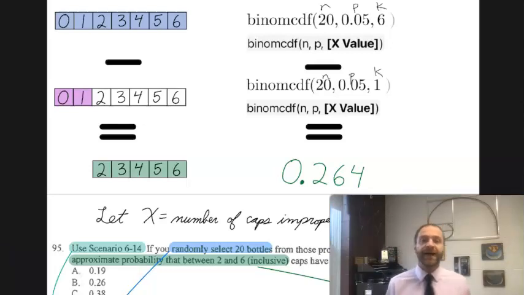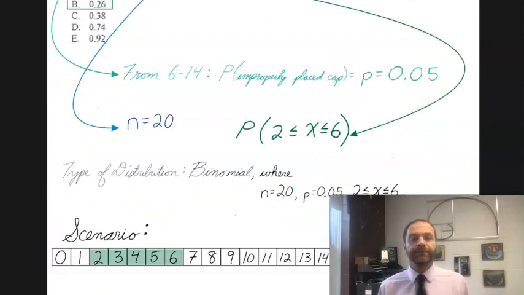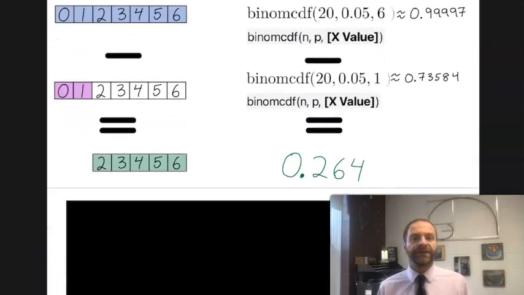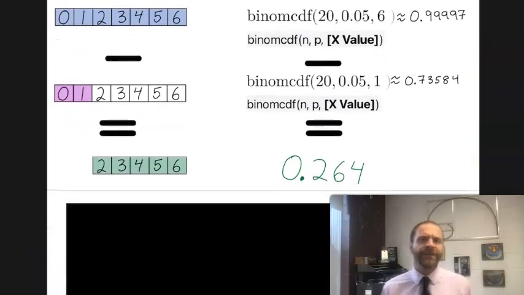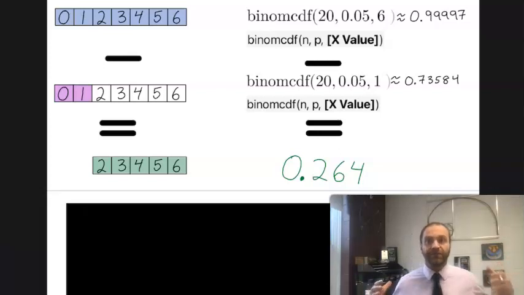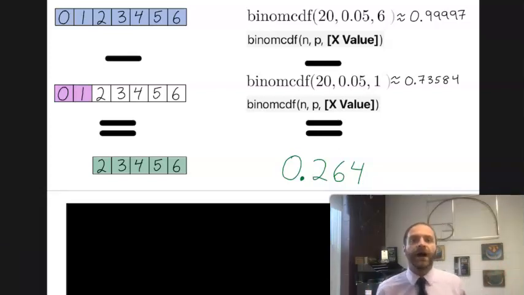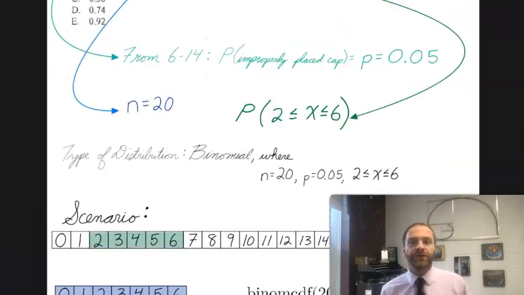If I type those in my calculator, I'm going to get 0.264. And if I look at that, you can see up to the side, that's probably going to be my answer for B. Be a little careful here because it does look a little intimidating. You get 0.99997, which means that's probably going to happen at that point. And then you have 0.073584. You subtract those after you type them in, and you get 0.264 as your answer, which is the answer for B.